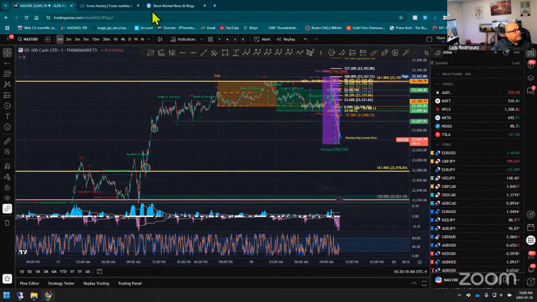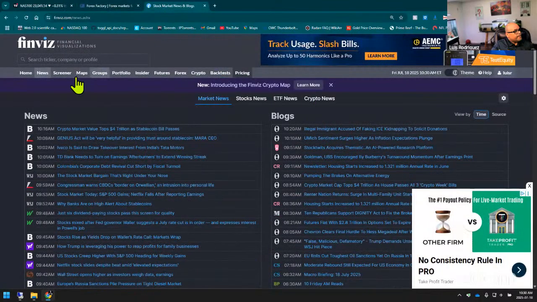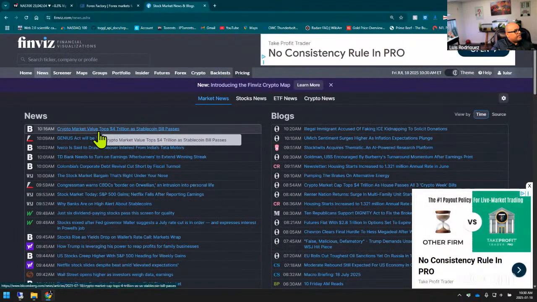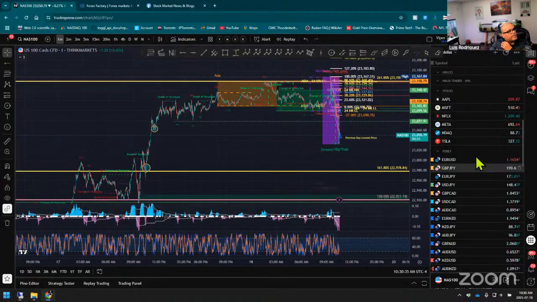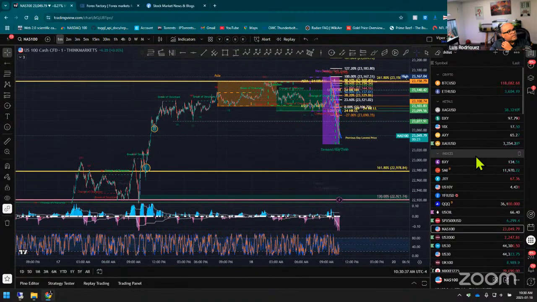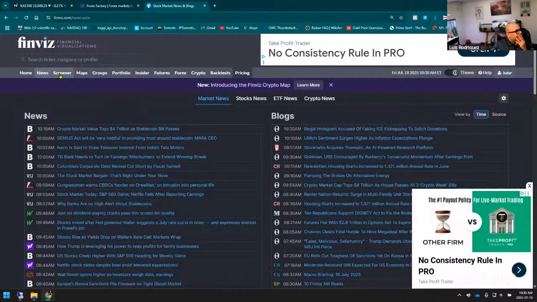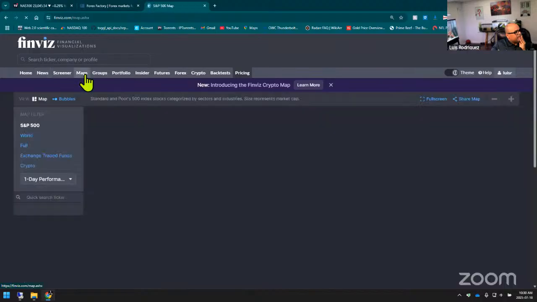Right now, if you look at Finbits, crypto market value topped 4 trillion, stablecoin bill passes. Ooh, that's huge. That is huge. Oh my goodness. So what happened with Bitcoin here? Let me see. At 18. Huh. Okay. And if you look at heat maps, let's see. Where is it? There you go.